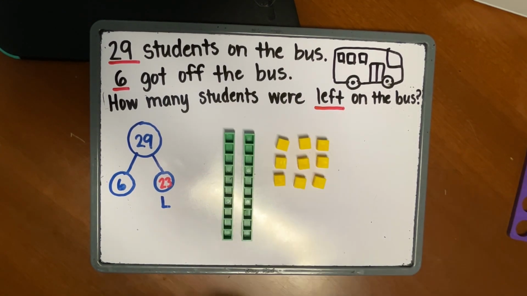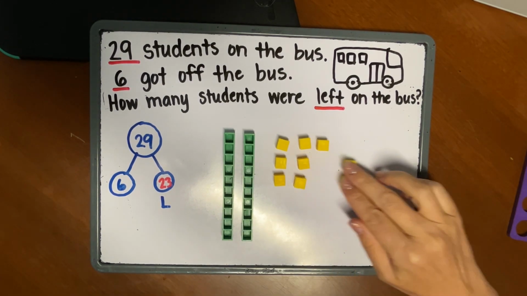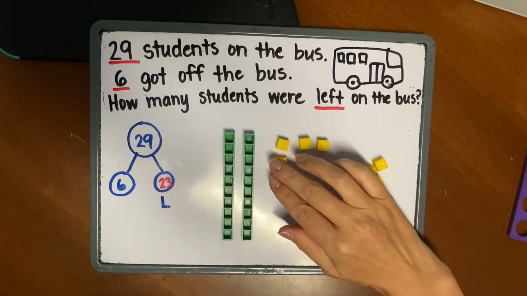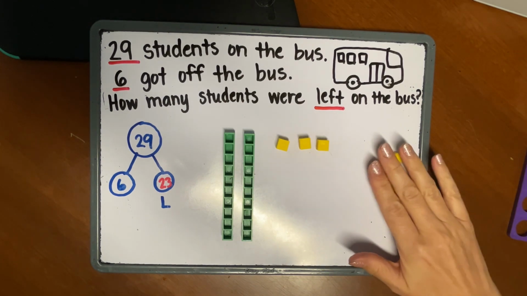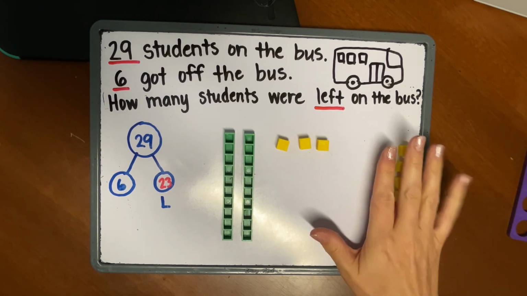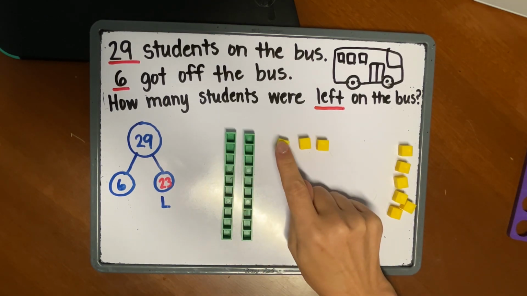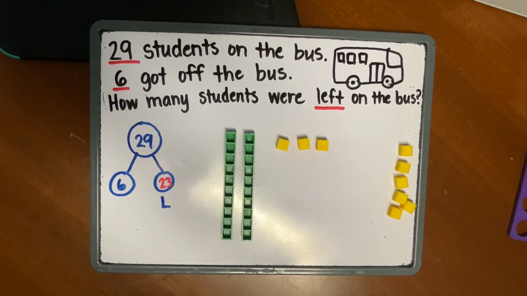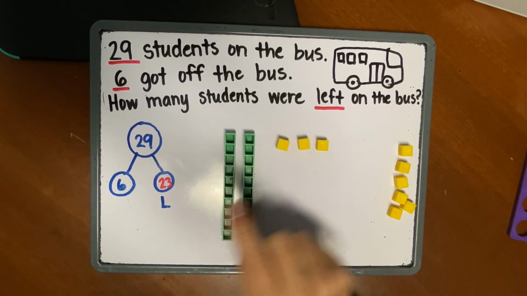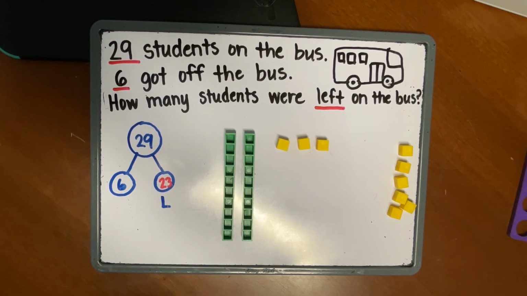Okay, there were 29 students on the bus and 6 got off. 2, 4, 6 got off the bus. They weren't on the bus anymore. How many were left? 10, 20, 21, 22, 23. I can see 20 and 3 is 23. We got it correct. Now, how would I show this problem with numbers and symbols?